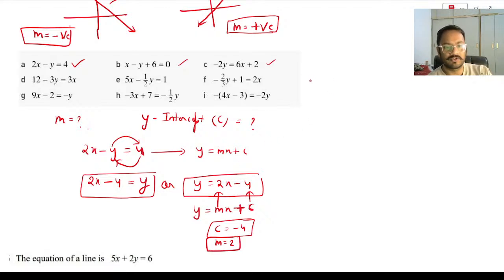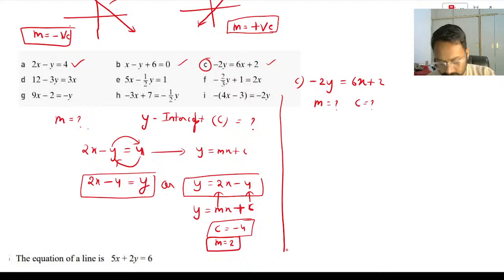Now I'm giving you this equation. Just give it a try. So minus 2y, I'm doing the c part now. Minus 2y is equal to 6x plus 2. Now you need to find the m here and you need to find the c here. Let's give it a try. I'm giving you 1 minute, children, so that you can give it a try.